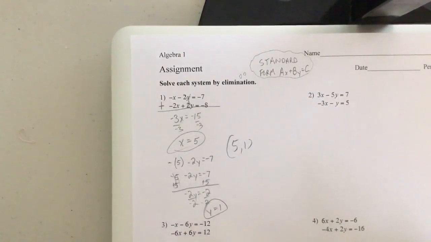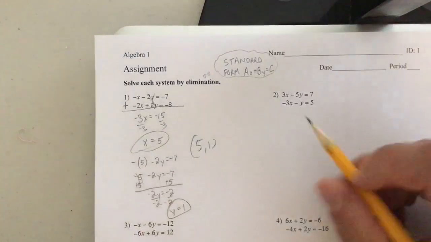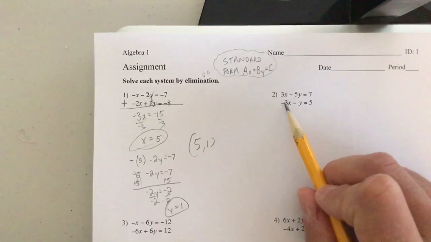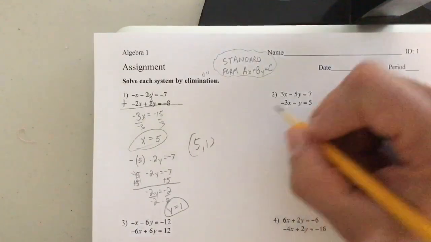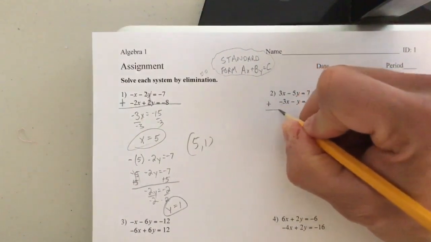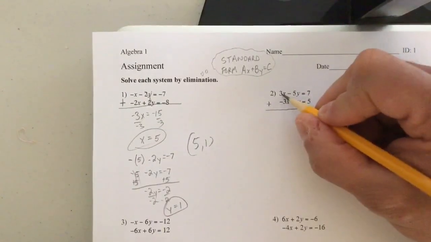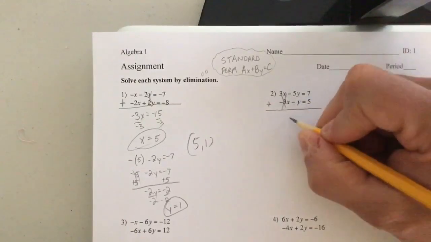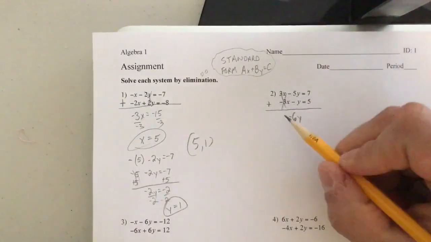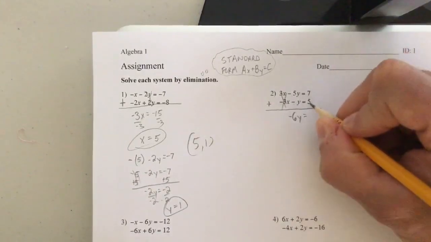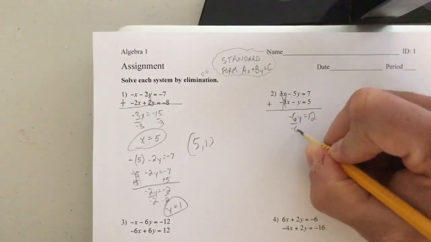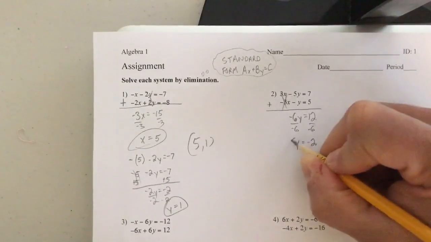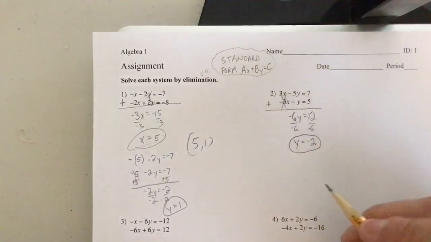The next few are going to be very similar. We're just going to add and go because we've already set up with opposites. Here we have 3x minus 5y equals 7 and negative 3x minus y equals 5. Those x's are going to cancel, so I'm going to add these together. Positive 3x plus negative 3x, they cancel. Negative 5y minus y is negative 6y equals 7 plus 5, that's 12. Divide both sides by a negative 6. Be careful with which variable we're solving for. Our y term then is negative 2.